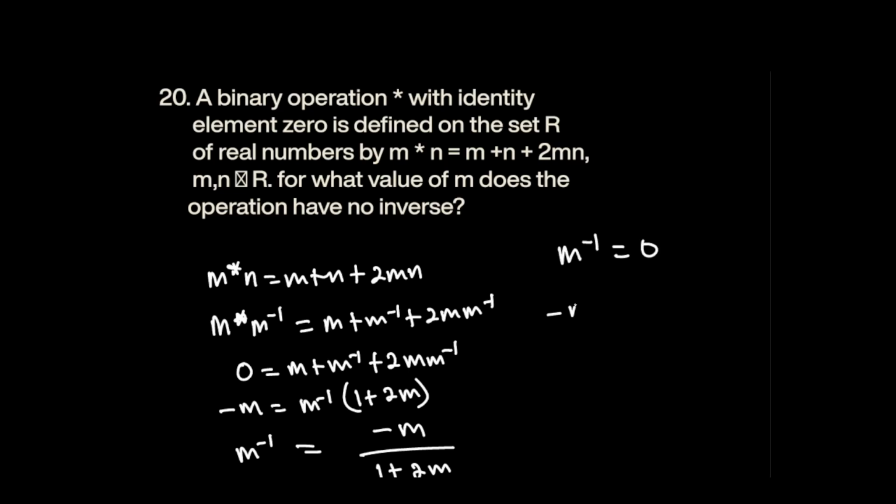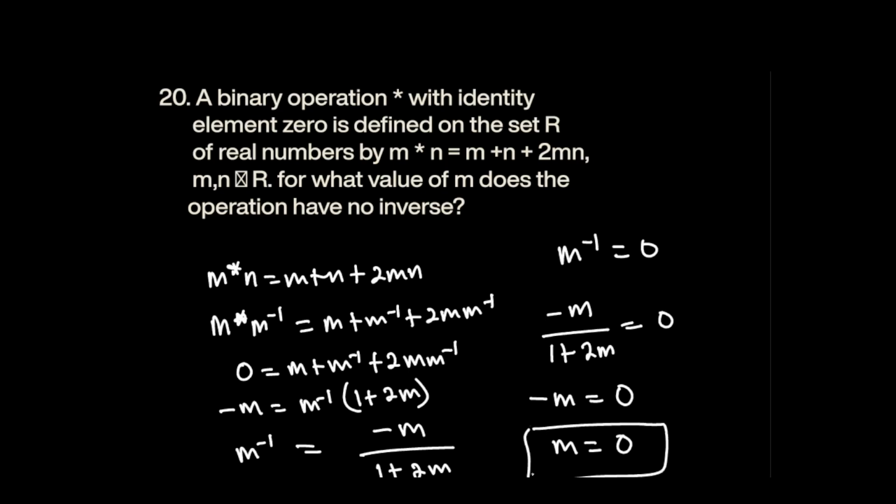So that means we are going to say negative m over 1 plus 2m is equal to 0. When you cross multiply, you have that negative m is going to be 0 multiplied by 1 plus 2m, and that's still going to give us 0. So the value of m that will make this equation not have an inverse is going to be 0. So I believe we all understand this now. So that should be the case.